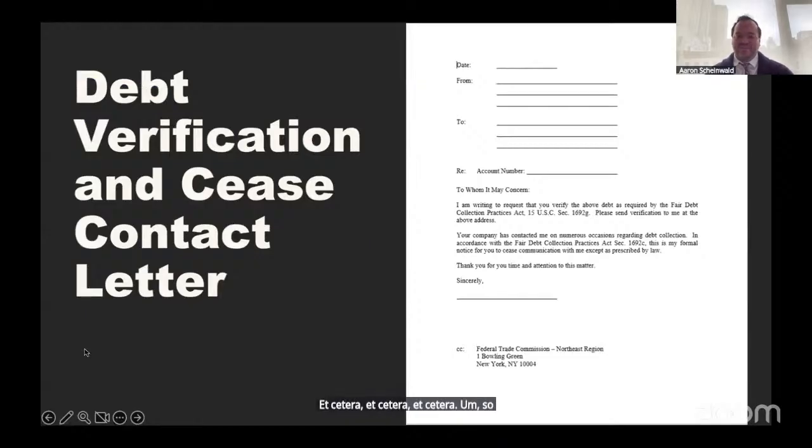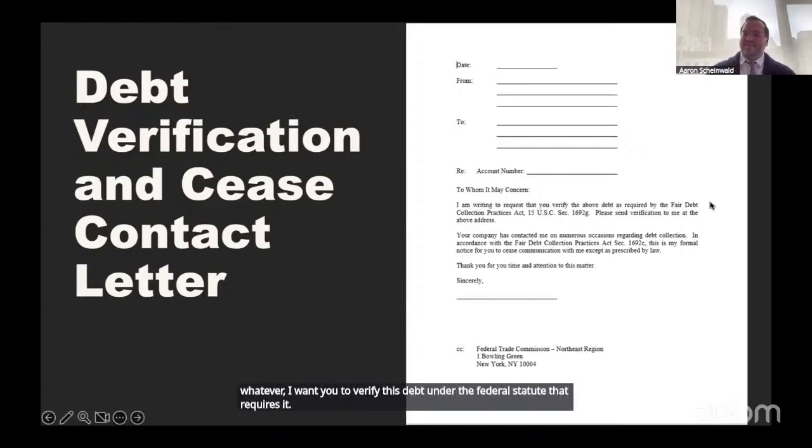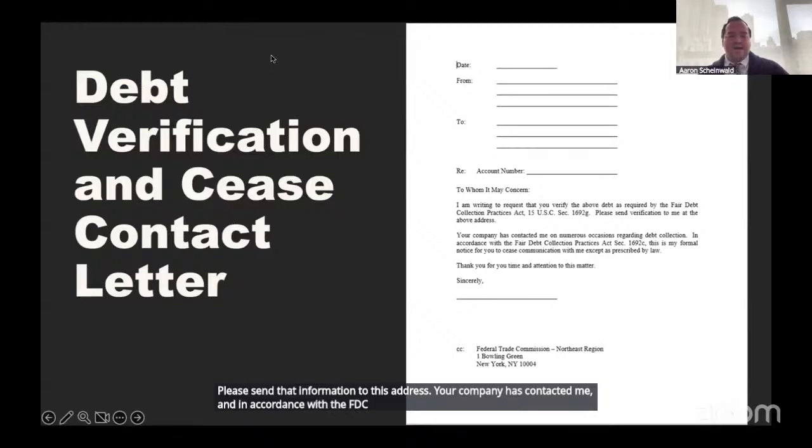So this is an example of a debt verification and cease contact letter. As you can see, it is very simple. It is basically 7 lines long. It is, dear sirs, or to whom it may concern or whatever, I want you to verify this debt under the federal statute that requires it. Please send that information to this address. Your company has contacted me, and in accordance with the FDCPA, I am sending you notice to stop contacting me, and thank you for your time and attention. Sincerely yours, consumer. That's really it.